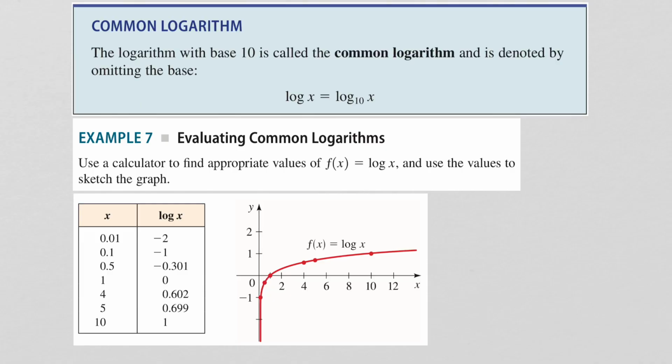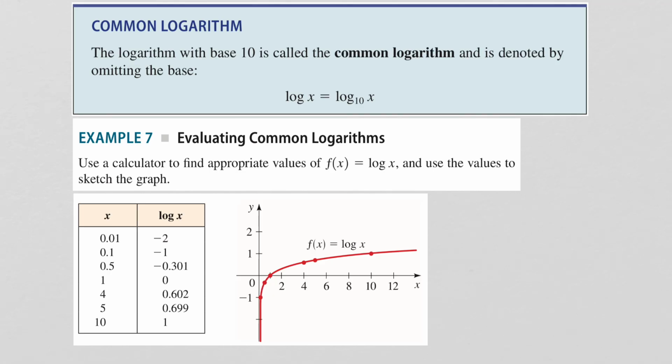Next, we define the common logarithm. Anytime you have a logarithm with base of 10, we call this the common logarithm. And so it is a special logarithm. And the way we write it is we simply don't write the base. So anytime you see a log without a base down here, it's automatically base 10. And we do this for convenience.